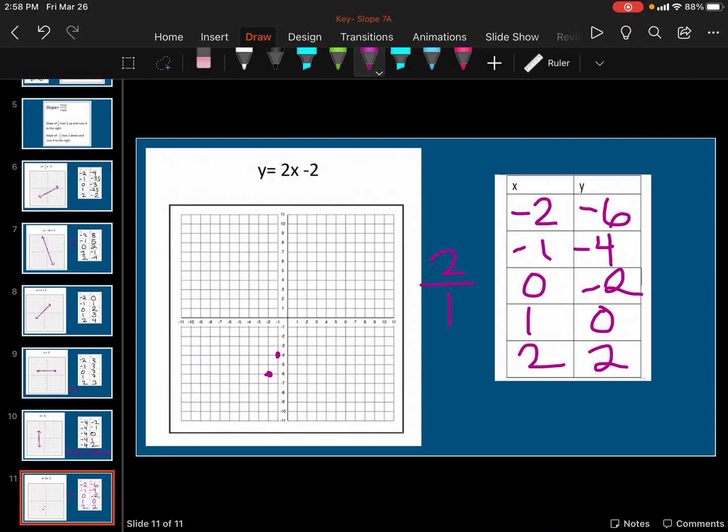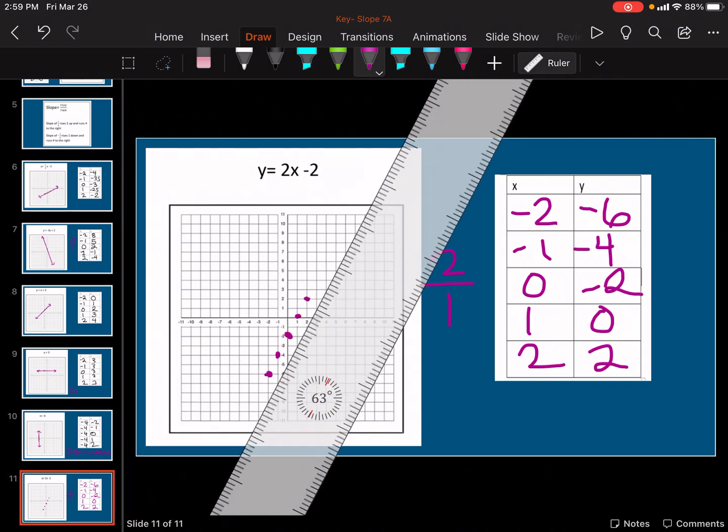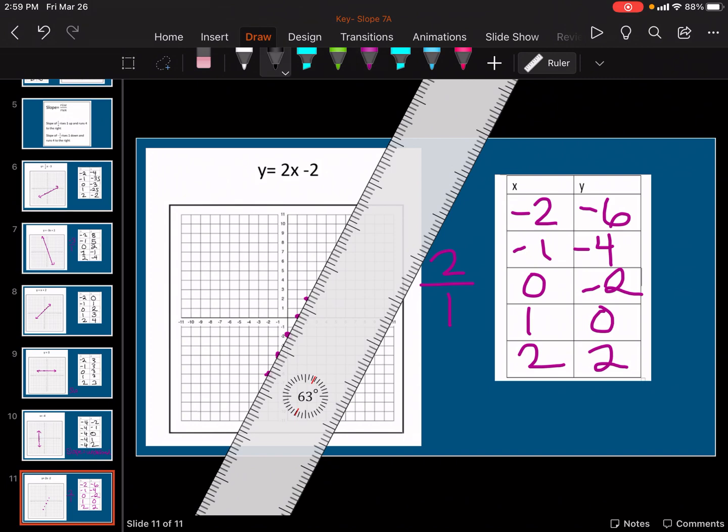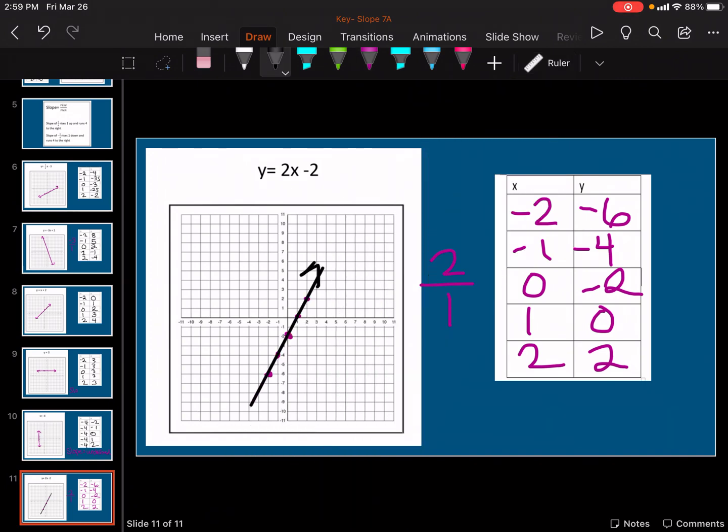That worked. Let's check again. Up 2 over 1, 0, 2. Wait, 2, 0. That worked. Up 2 over 1, 1, 0. That worked. Then up 2 over 1, 2, 2. That worked. Let's check our ruler. I'm going to do it in black this time, since I did my dots in the other color.